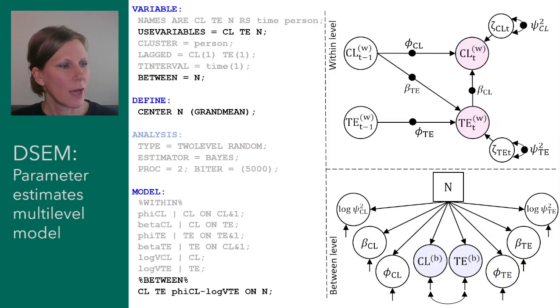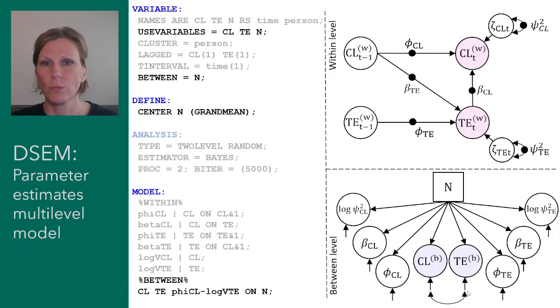I will show this. And what we are going to say is at the between level, we want to regress all 8 random effects that we have in our model. So the 2 means, the 4 slopes or regression coefficients, and the log residual variances. All of these are going to be regressed on neuroticism. And what we see in the path diagram is, neuroticism is an observed variable, so that's why we indicate it with a square. And it has arrows going to all 8 random effects in our model.